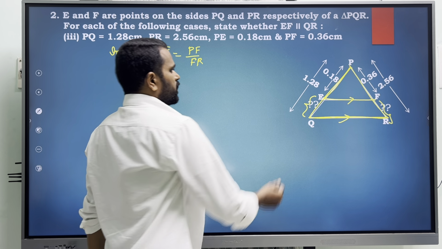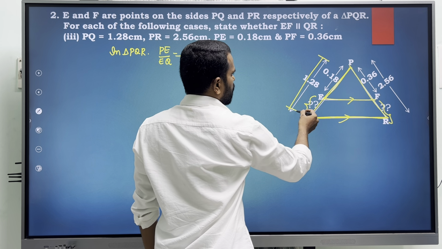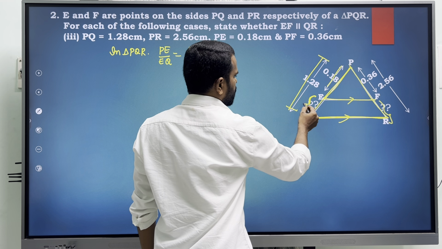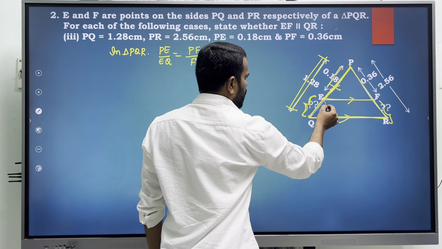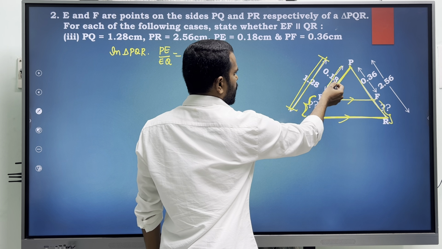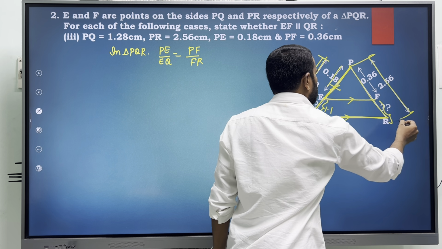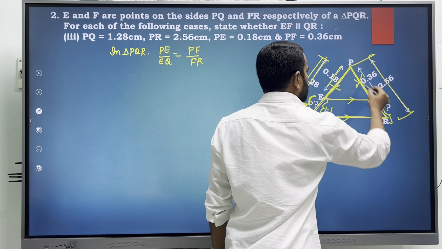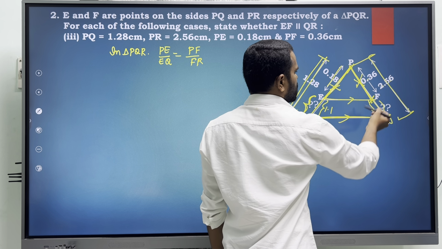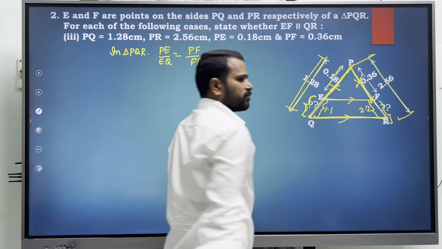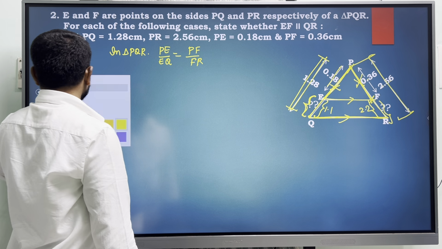Without knowing that, he has given this total value. So this total, if you remove this portion, you get this portion, right? So 1.28 minus 0.18 is 1.1. Similarly, from this total, if you remove this particular portion, you get this portion. So 2.56 minus 0.36, how much? 2.2. Understand? So this is one way you can do it.